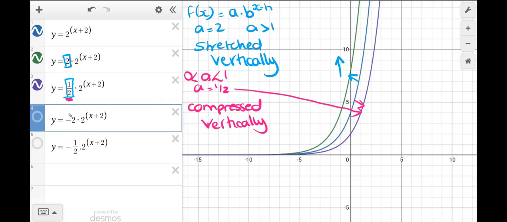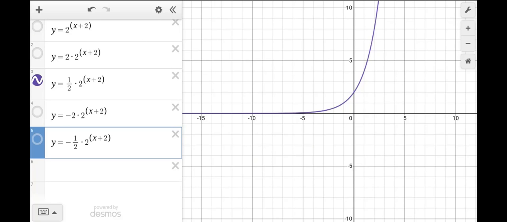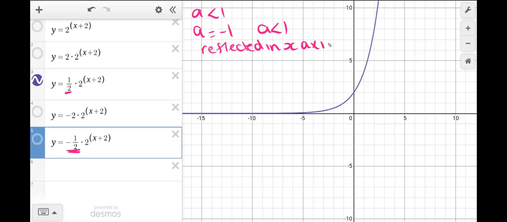Now this one here, when it's negative. So a this time is, as we said, a is less than 1. But if a this time is equal to minus 1, we know it's going to be reflected in the x-axis. So if we have a look, this value here has been reflected. So all our points have been reflected in the x-axis.